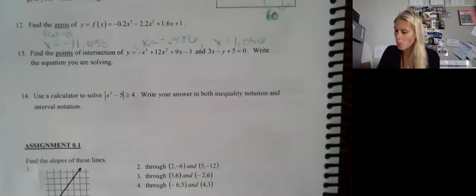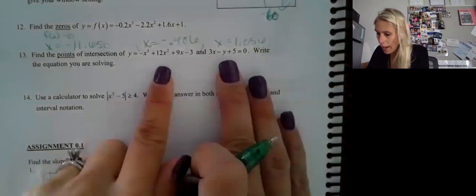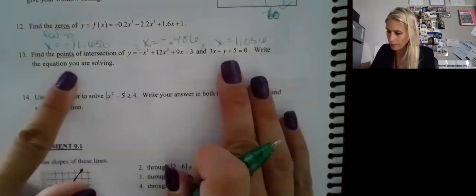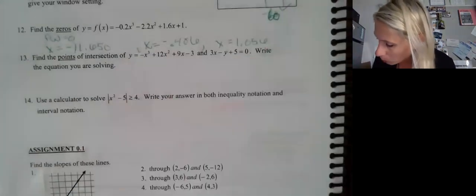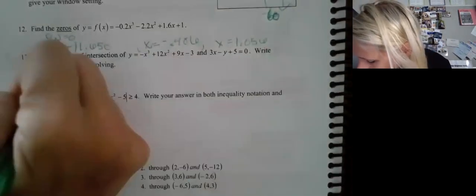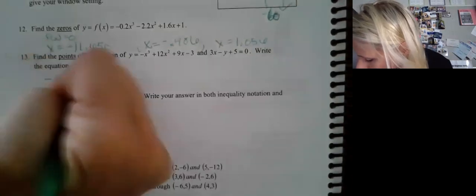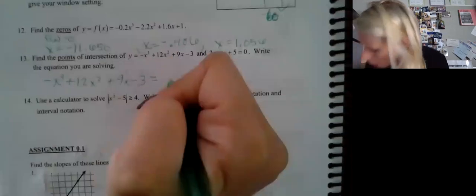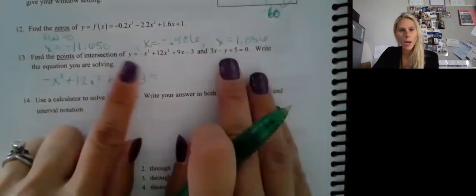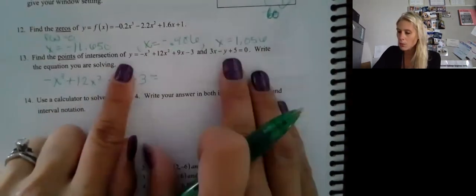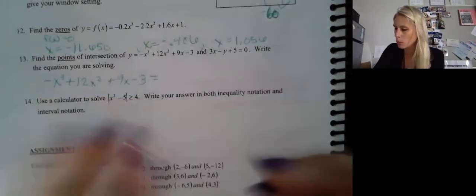Find the point of intersection of these 2 graphs and write the equation you're solving. Okay, so when we're finding the intersection, what does that actually mean? It means where are they equal? So the equation we're actually solving is saying that -x cubed plus 12x squared plus 9x minus 3 equals. Uh-oh, I can't just put equals, right? Because that means I would have to have a y equals and a y equals. So what do I have to do? I have to rearrange that before I can put it in this equation.